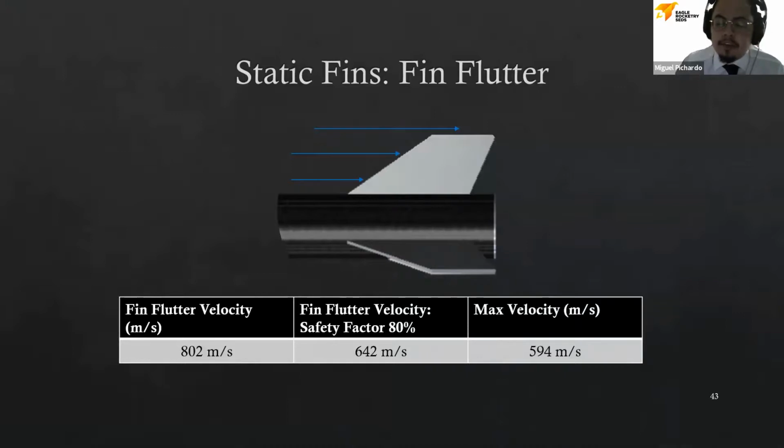And by applying a safety factor of 80%, we get a fin flutter velocity of 642 meters per second. Using OpenRocket, we determined that the max velocity that our rocket will reach is 594 meters per second, which is well below both the safety factor of 80% and the overall fin flutter velocity.